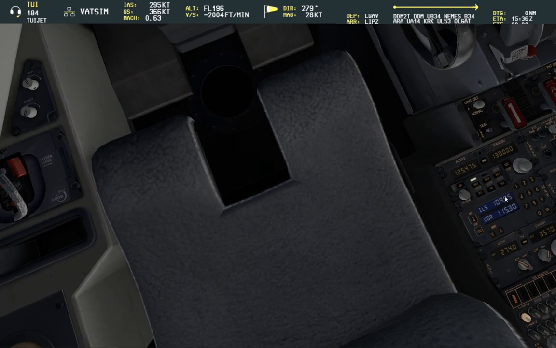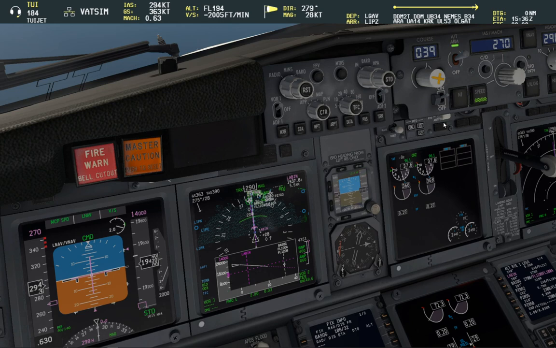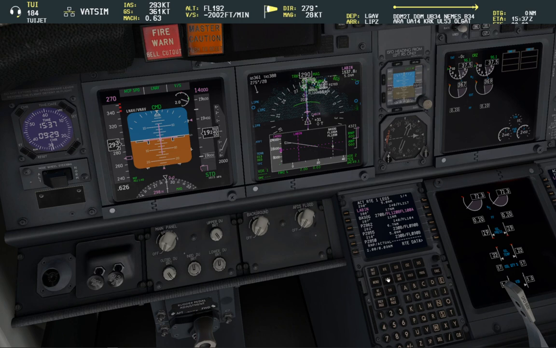Pro 149, continue descent for level 90. Auto brake. The FMS has been initialized. Pro 149, proceed direct to Vasog, contact Venice, 118.9. So once you leave the cruising level, you lose the radar, cruising level here. Is that normal? Pro 149.